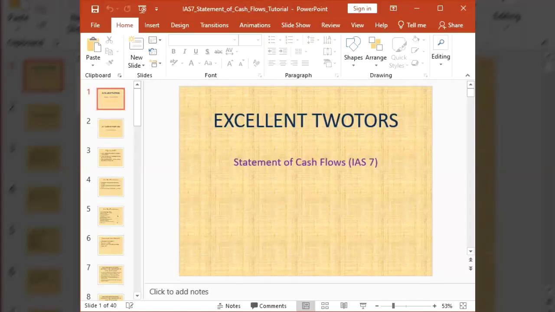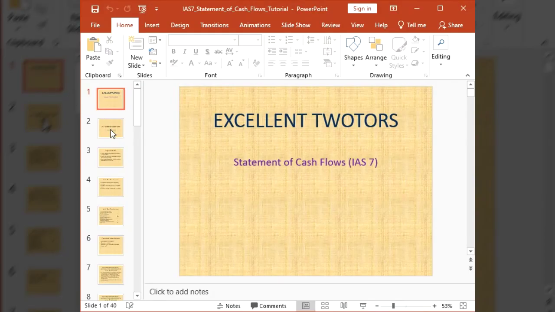So today we are starting with our lecture on the statement of cash flows. In this lecture today, we are going to be looking at the introduction to the statement of cash flows. But remember that I've always mentioned that when we talk about the statement of cash flows, we are talking about the financial statement that is prepared showing the cash inflows and outflows arising from a reporting entity.